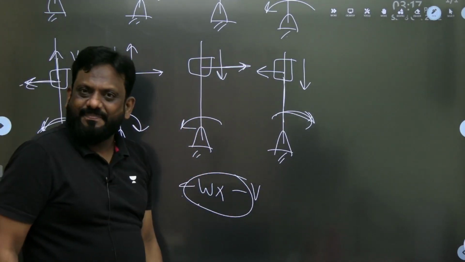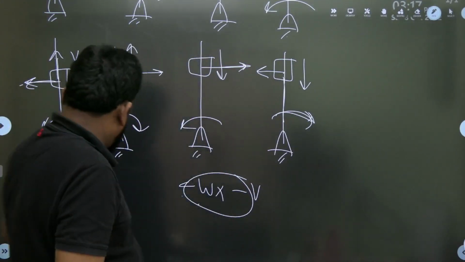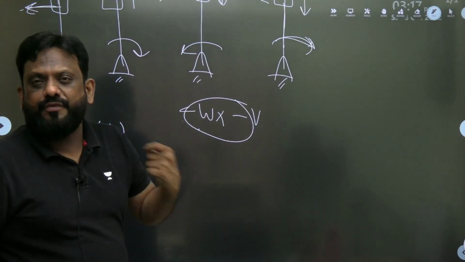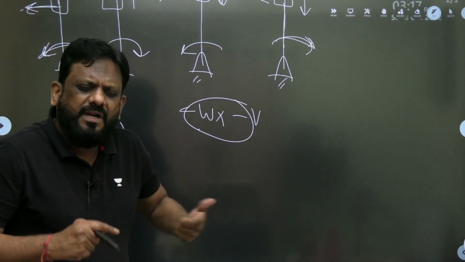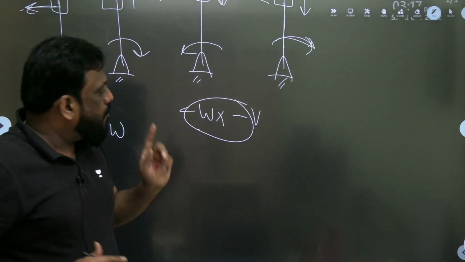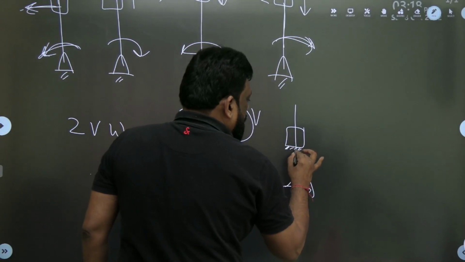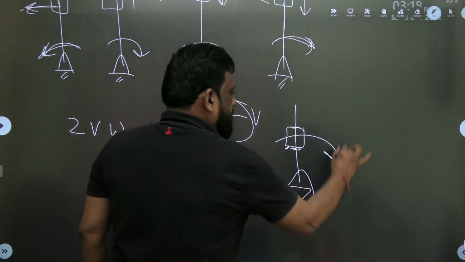Hope it is clear. Now, let's see one beautiful point, my dear students. So the Coriolis component of acceleration is 2V omega. It comes only when there is simultaneous sliding and rotation. Now what we do is, let us weld this, and just let it rotate.